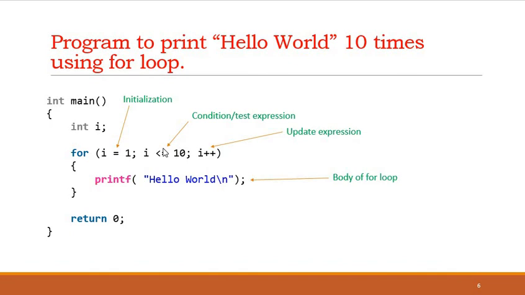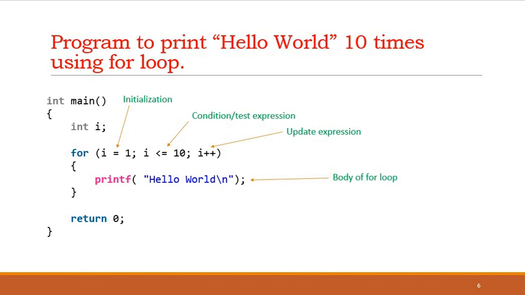As the condition or test expression is false, you will not go inside the body of the for loop. The control will come out and the program will end. So hello world is printed only 10 times. This is the execution of the program that we discussed.